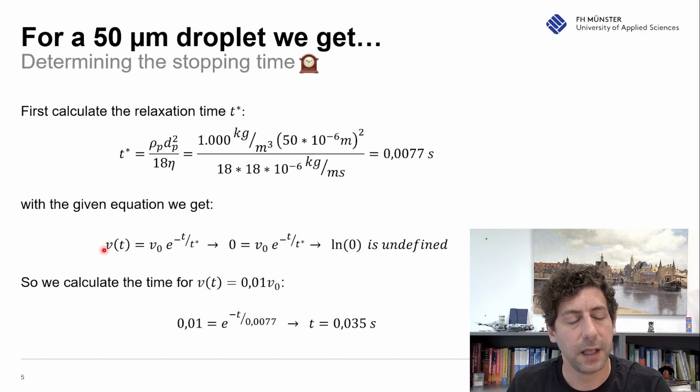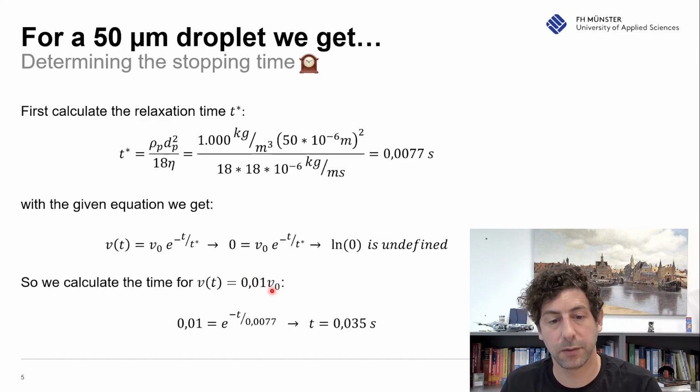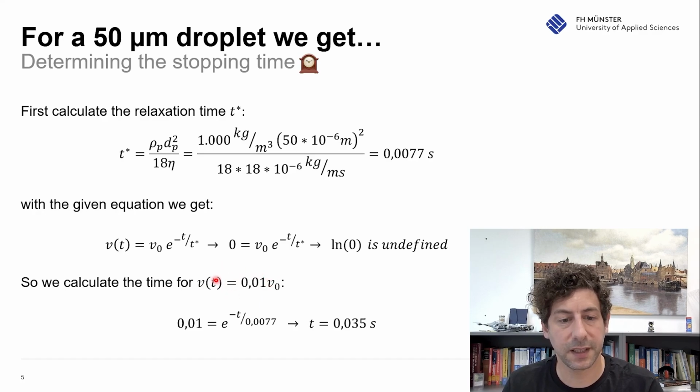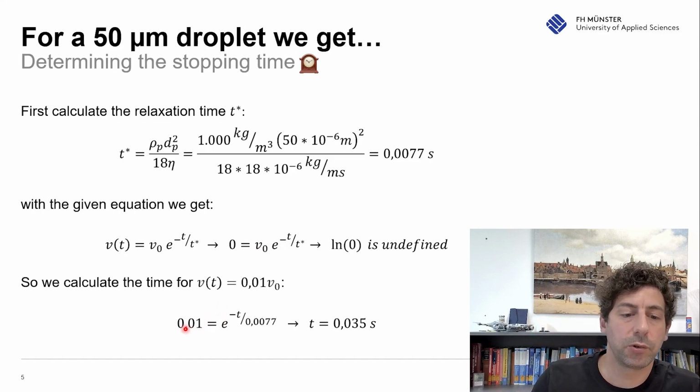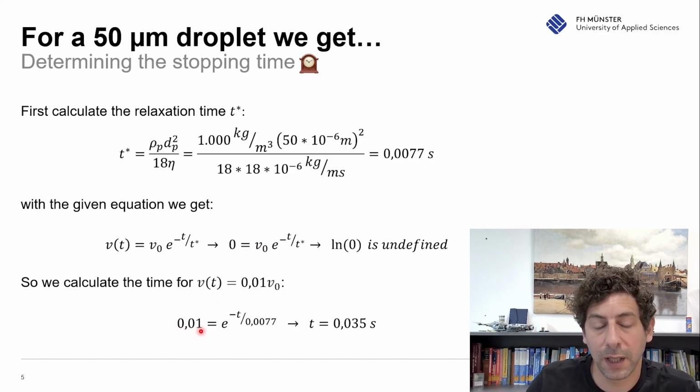So this means that the final value I would like to calculate is 0.01 times the starting velocity, so 1% of the starting velocity. And if I put this expression in here, I will have 0.01 multiplied with V0, and we have a V0 here, right? So if I divide by V0, this goes away, and V0 here goes away. So I have 0.01 equals, and now I have just this term, and T star is known.